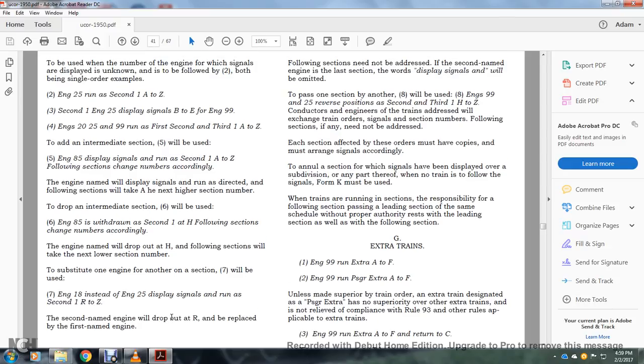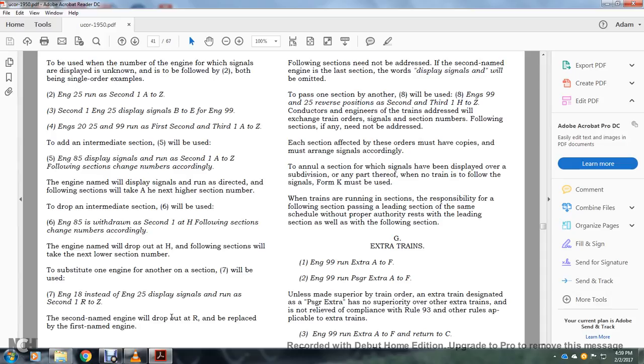Following these sections, not to be addressed, the second name of the engine in the last is the last section. This word displaying signals will be omitted. To pass one section by another will be used. Engines 99 and 25 reverse position as second and third 1 H to Z.